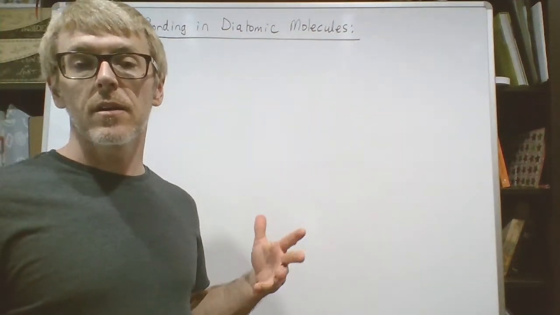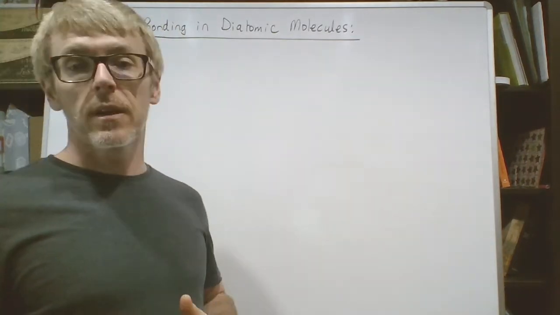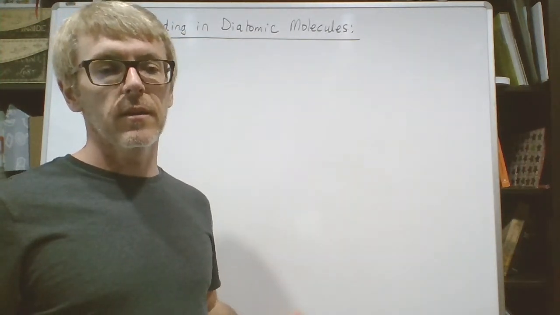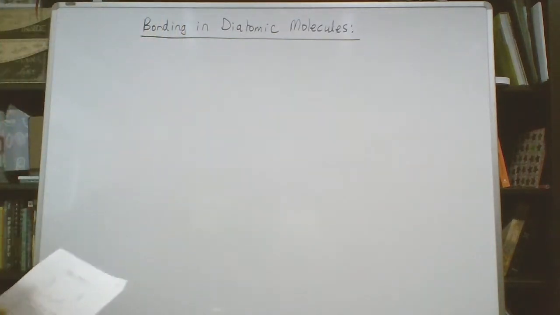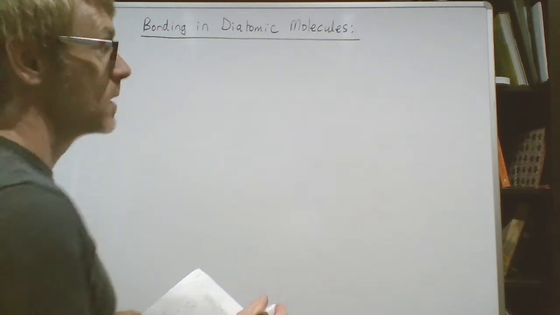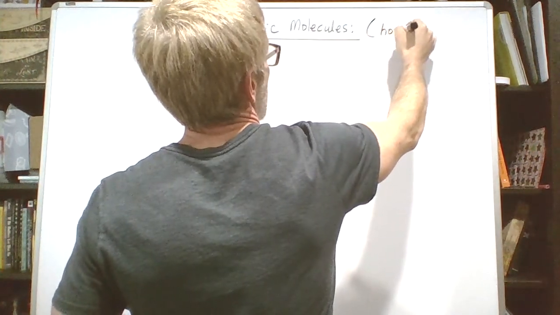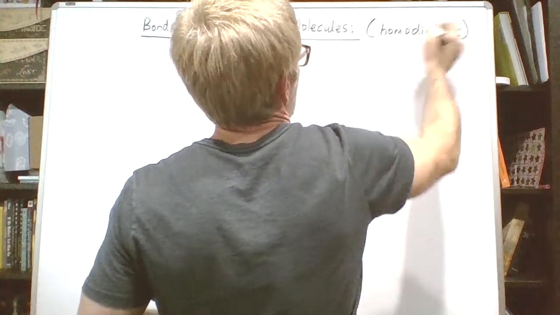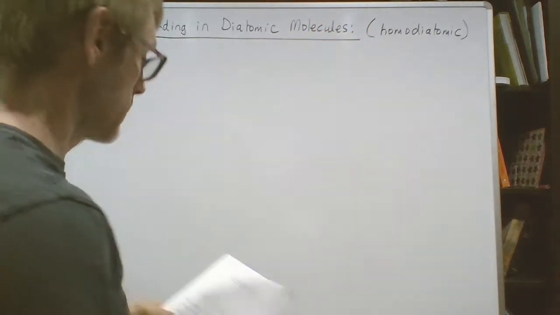In this video, we're going to start to look at bonding in diatomic molecules, and we're going to see ways that you can consider bonding incorporating some quantum mechanical ideas that we've met earlier. So let's consider initially a homodiatomic molecule. Homo means same, so it's just two atoms of the identical type.